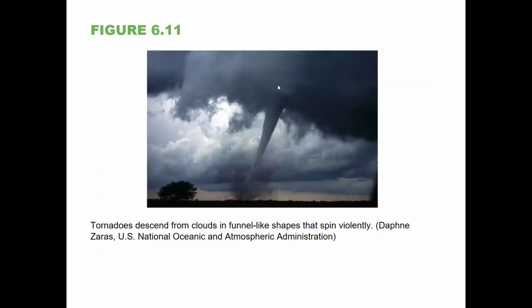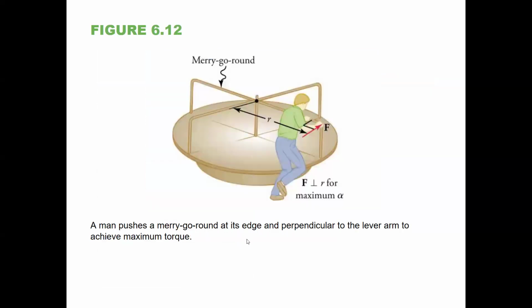Tornadoes descend from the clouds in a funnel-like shape. That's spinning. So we are spinning here in this tornado around an internal axis. When you look at a merry-go-round, that helps us to understand torque. The torque will increase if you apply a perpendicular force.